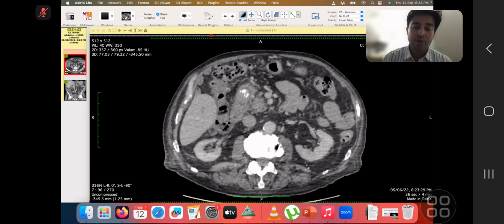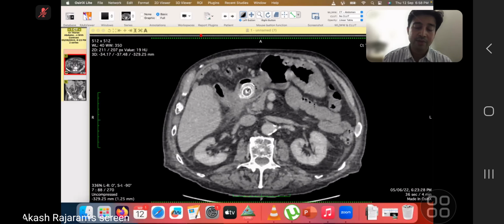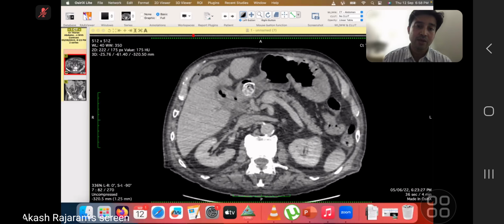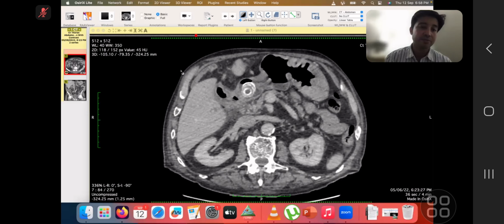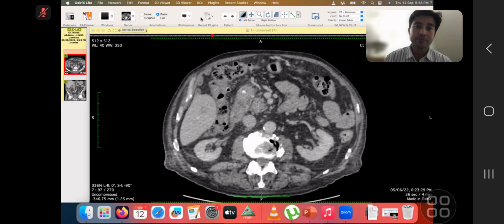So this is a case of Bouveret syndrome, which is a gallbladder stone in the first part of the duodenum, causing some obstruction because of a choledochoduodenal fistula. So let's go to the next case.